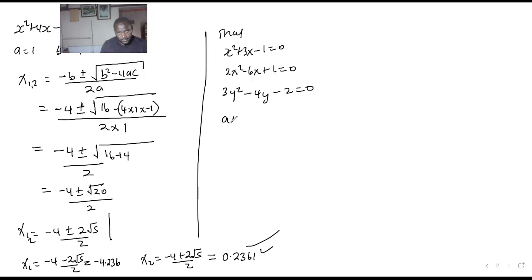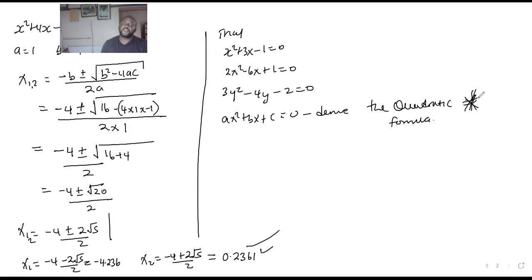Then if ax squared plus bx plus c is equal to 0, derive the quadratic formula. This is an assignment. You inbox me your solutions.